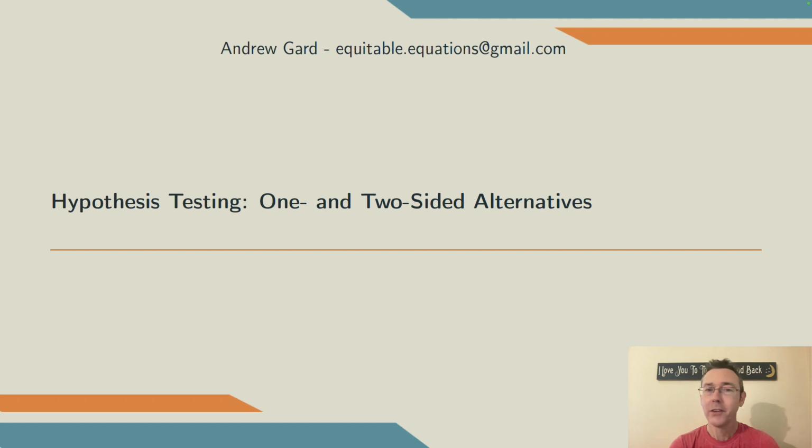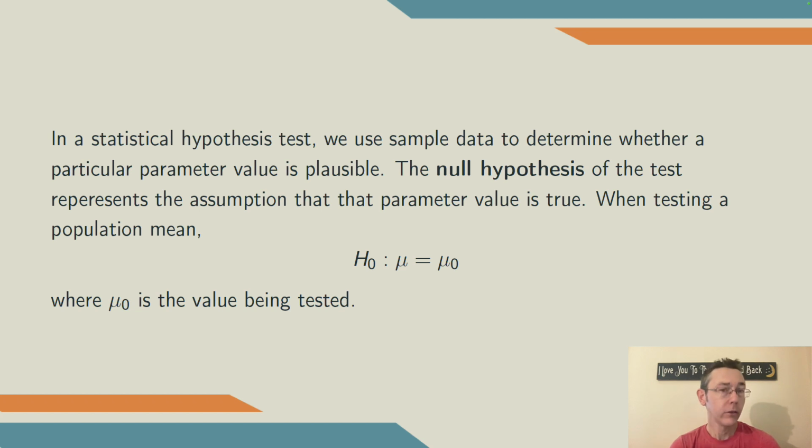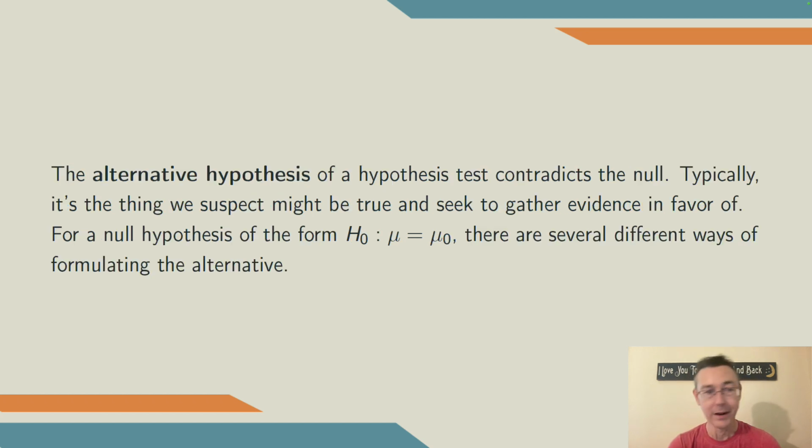Hey everybody. Today we're talking about one- and two-sided alternative hypotheses in statistical hypothesis testing. In a statistical hypothesis test, we use sample data to determine whether a particular parameter value is plausible or not. The null hypothesis of the test represents the assumption that that parameter value actually is the case. We write it like this: H sub 0 is that mu is equal to mu naught, where mu naught is that particular value of interest, that potential parameter value which we want to know whether it's plausible or not.